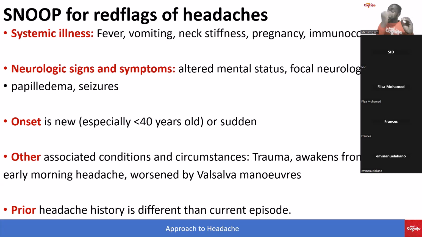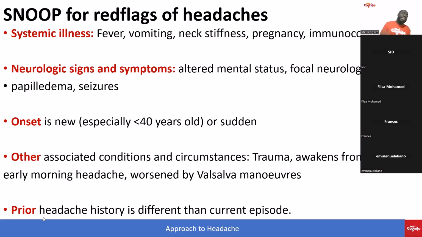Headache which is new. If you have somebody who has been having headaches since they were adolescents, sure. But if you have a patient who has headache which is new and sudden in onset, you are concerned about it. As well as a patient who has severe headache after trauma, headache which awakens the patient from sleep, early morning headaches, and headaches which are worsened by Valsalva maneuver, that should also cause you some level of stress.